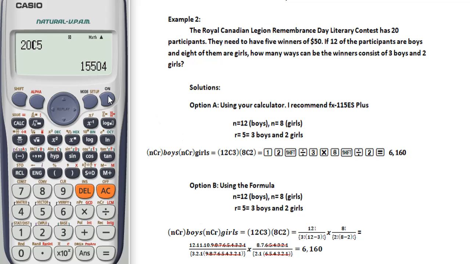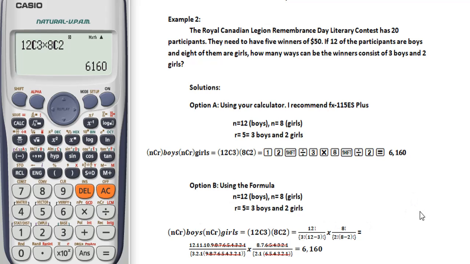So using our calculator, we have 12, shift, the divide sign, and then 3, times 8 for the girls, shift, divide sign, and there you choose 2 winners among the girls. So equals, we have 6,160 for our answer. That would be the number of ways that the winners consist of 3 boys and 2 girls.